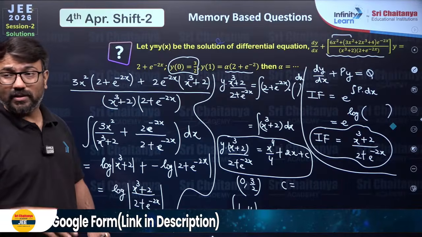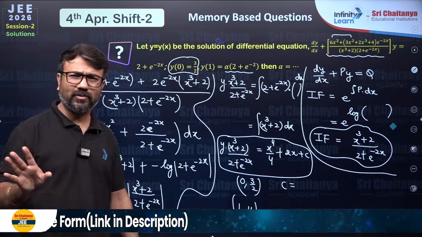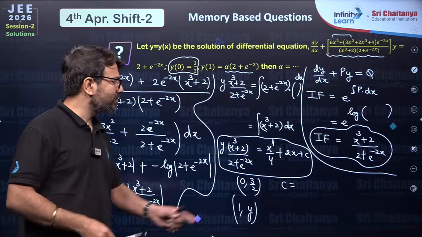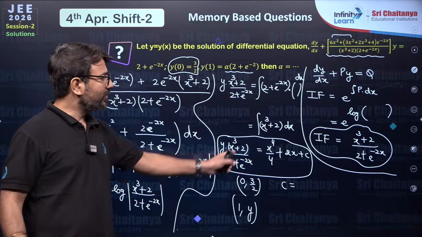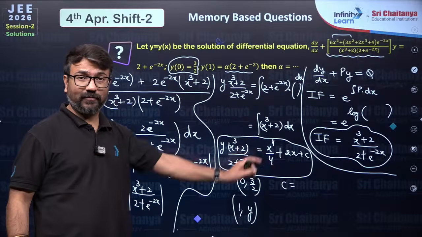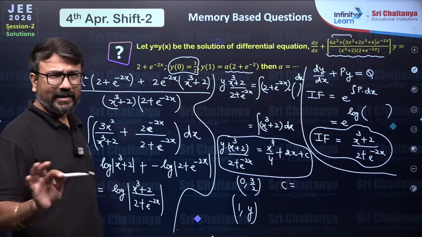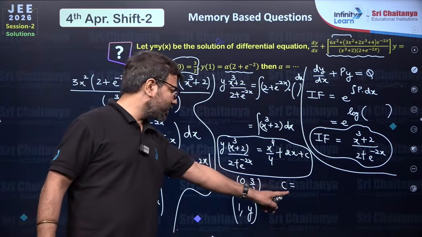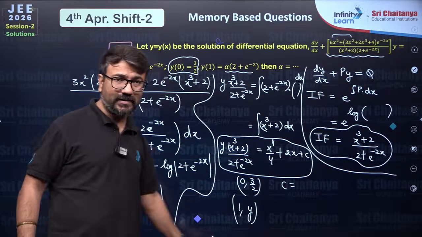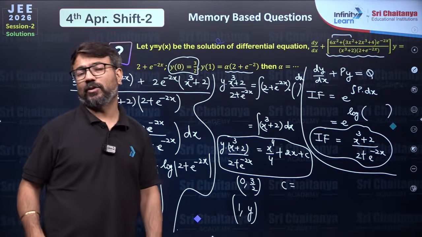So did you understand the complete process? Only the calculation you have to do here, nothing other than that. Just put the x value 0, very easy to put. You will get the value, and with the y value 3 by 2, you will get c. C, you will get nearly half. And once you get the value of c, then you will get the complete answer. And in that complete answer, put the value of x as 1.